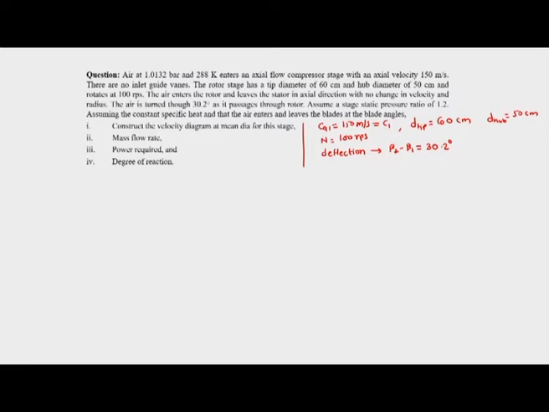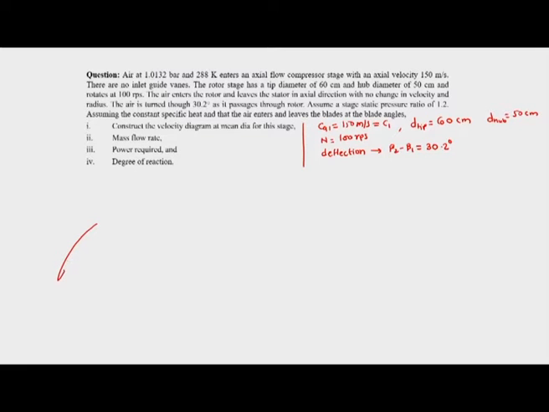Assume a static pressure rise of 1.2. We are told that, and assuming constant specific heat and that the air enters and leaves the blade at the blade angles. Construct the velocity diagram at the mean diameter of the stage. The mass flow rate we have to find out, the pressure required and the degree of reaction. So first we have to draw the velocity triangle.